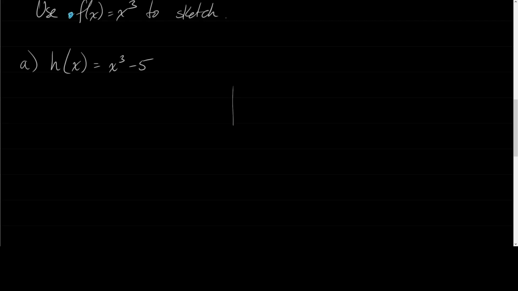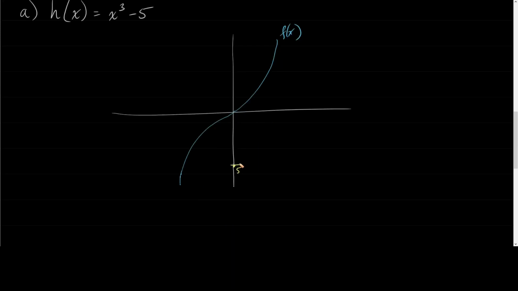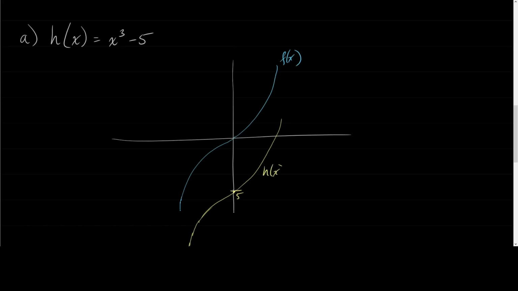f of x being x cubed looks something like this, right? That's f of x. And our h of x is x cubed minus 5, so simply go down by 5 units. Let's say that that's 5 units. We pretty much copy the same exact thing. What we're doing is shifting downwards, and this right here is h of x, going down by 5 units.